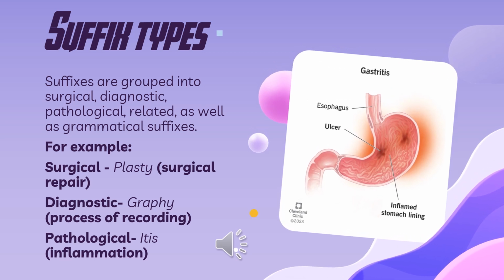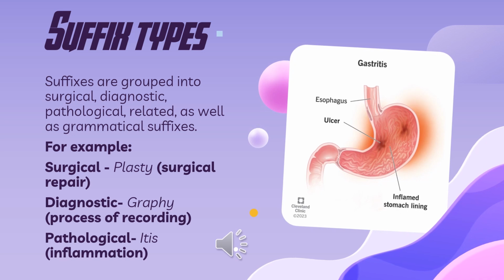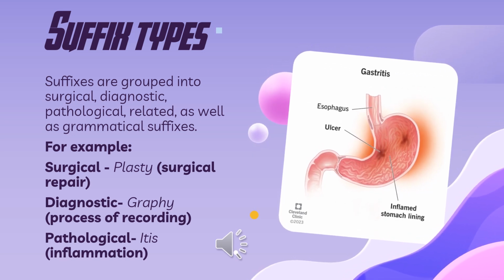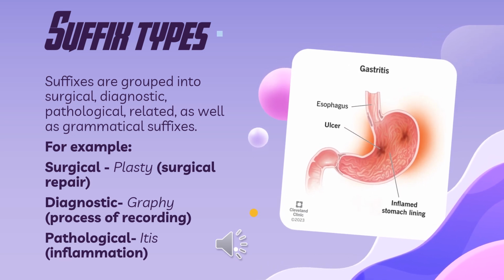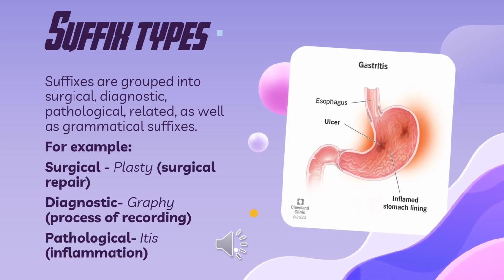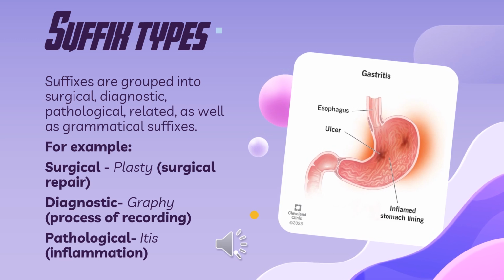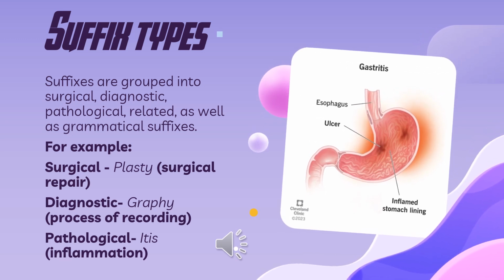The suffix types. The suffixes are grouped into surgical, diagnostic, pathological, and related suffixes, as well as grammatical suffixes. For example, in surgical suffixes, plasty means surgical repair, and in diagnostic suffixes, graphy means process of recording. In pathological suffixes, itis means inflammation.